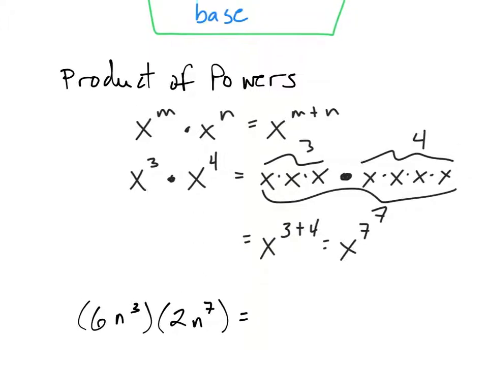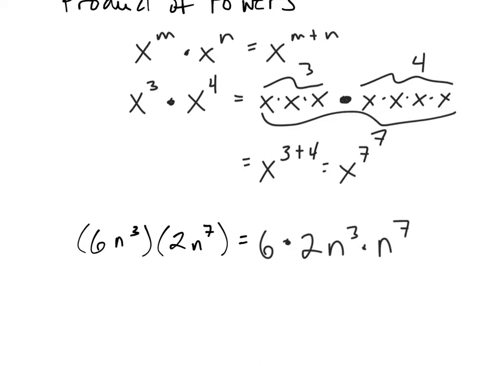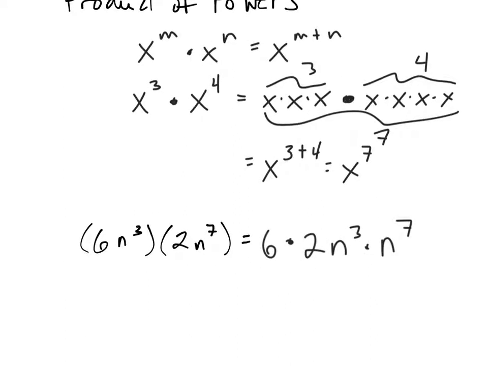So I will do 6 times 2, right? And then we will multiply the n cubed times the n to the 7th. All right, so I'm going to multiply numbers together, and then I multiply things with the same base together. So 6 times 2 is 12, and n to the third times n to the 7th.